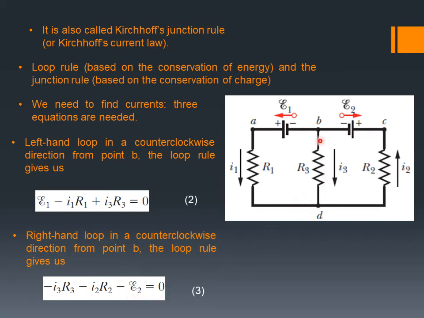So keep this in mind: when you are passing through R3, the current will be I3 in your equation, but when you pass through R2, it will be I2, not I3 nor I1. So this should be kept in mind.